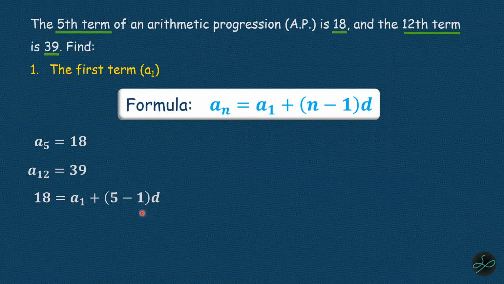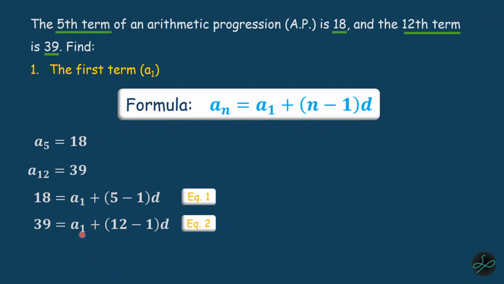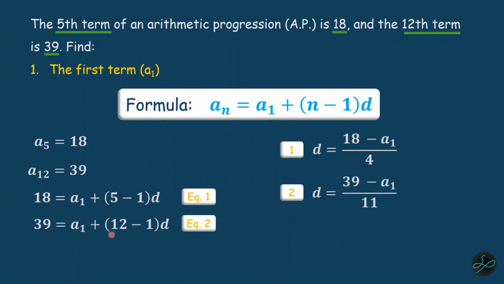Here we ended up with 2 unknowns in the equation. Now let's use the a sub 12. A sub n gets a value of 39 equals a sub 1 plus the quantity of n having a value of 12 minus 1 times the common difference d. With 2 unknowns and 2 equations, we can now finally solve for the first term, a sub 1. Let's eliminate the term d in the equation. For that, we'll rewrite both in terms of d. For the first equation, d equals 18 minus a sub 1 divided by 4. For equation number 2, d equals 39 minus a sub 1 divided by 11.